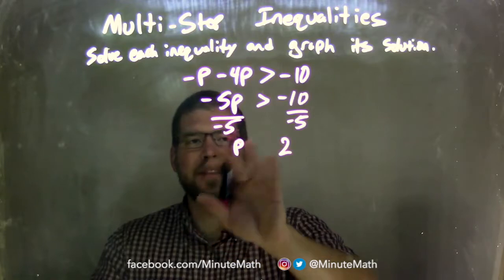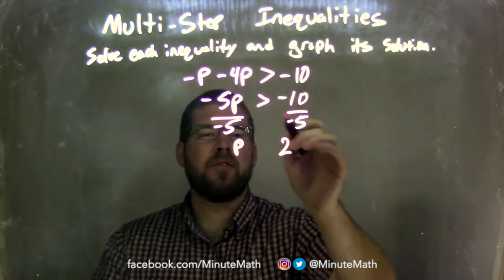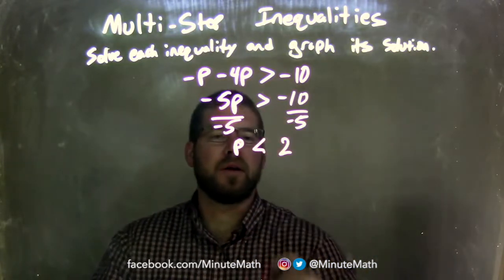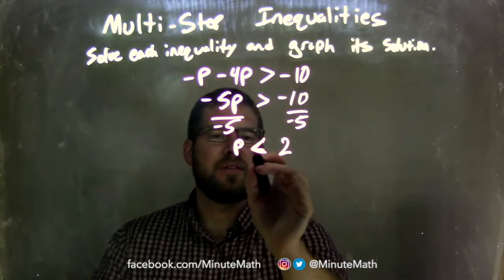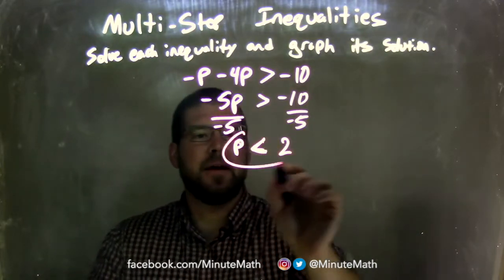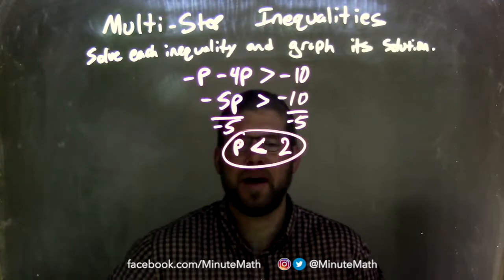Also important now, last little bit. Divided by negative 5 over an inequality, we flip that inequality. Okay? So the greater than sign becomes a less than sign. And there we have it. P is less than 2. Okay, P is isolated. Fantastic.